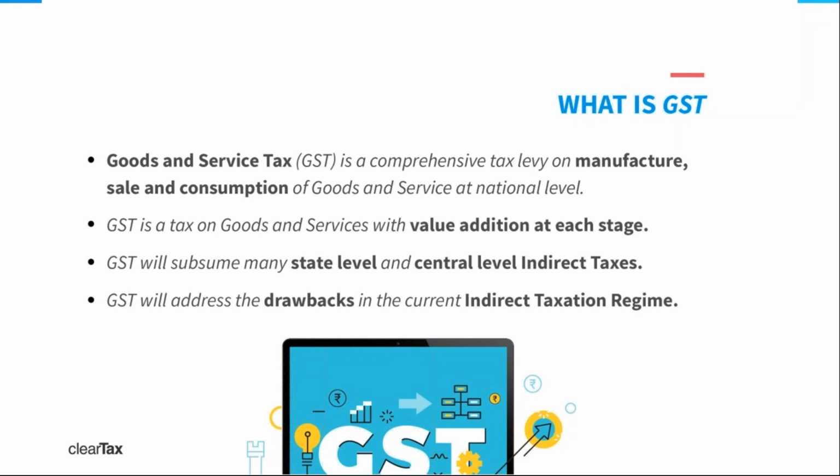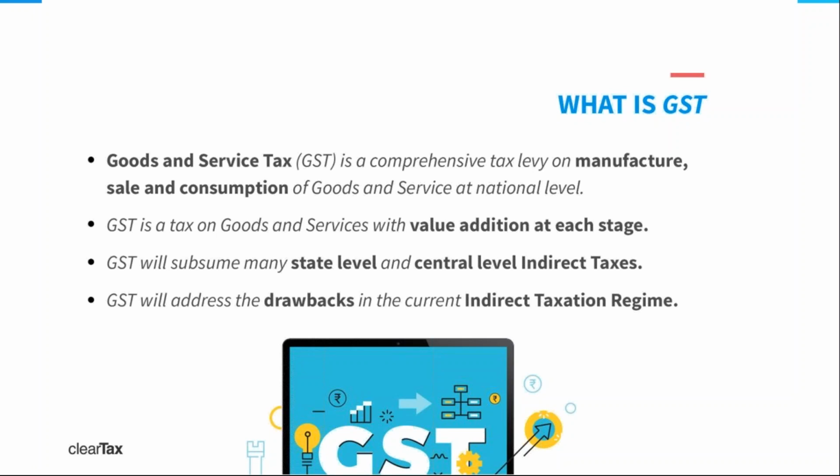So coming back to our definition, goods and service tax is a comprehensive tax on manufacture, sale, and consumption. So this is a single tax on all kinds of business activity, be it manufacture, be it sale, be it provision of services, at a national level. Also, today businesses are operating in multiple states, and they are complying with multiple VAT compliances. So that also inflates the compliance cost of businesses. That is also expected to come down once GST goes live.